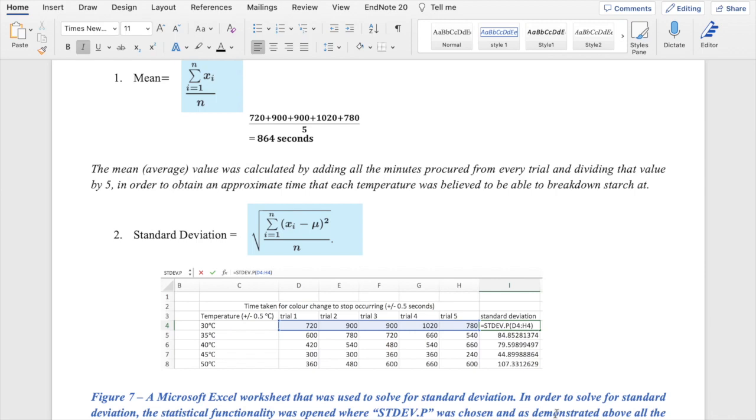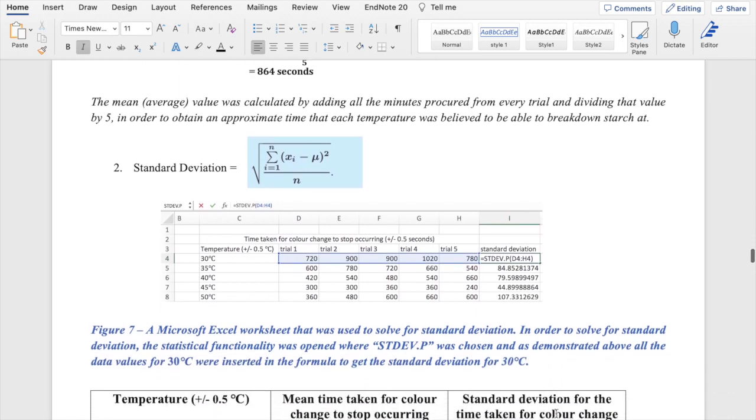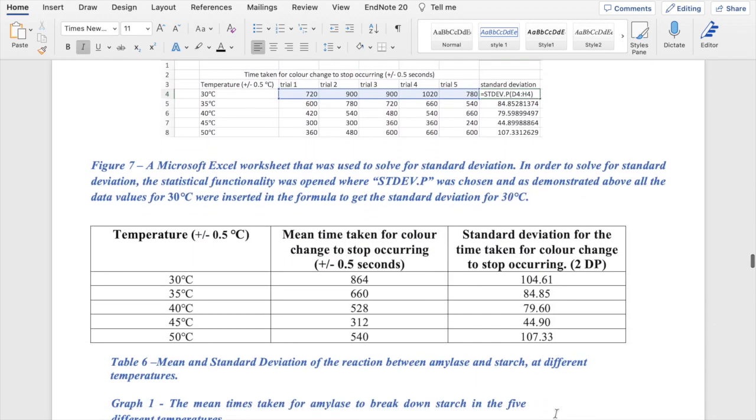So all sample calculations were performed for the results derived from the first temperature investigated. You don't have to do it for everything, but you do have to do it for one specific one, whichever you think would show the best results. So I chose 30 degrees here, and I calculated the mean and the standard deviation. You do not have to hand calculate this. The mean is kind of easy, so I just did it like that.